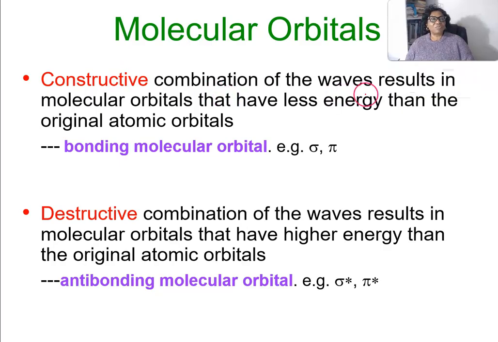Constructive combination of waves results in molecular orbitals that have less energy than the original atomic orbitals. So we can have bonding molecular orbitals, which are sigma or pi. Destructive combination of waves results in molecular orbitals that have higher energy than the original atomic orbitals. We call them anti-bonding molecular orbitals, and we indicate them sigma star or pi star.